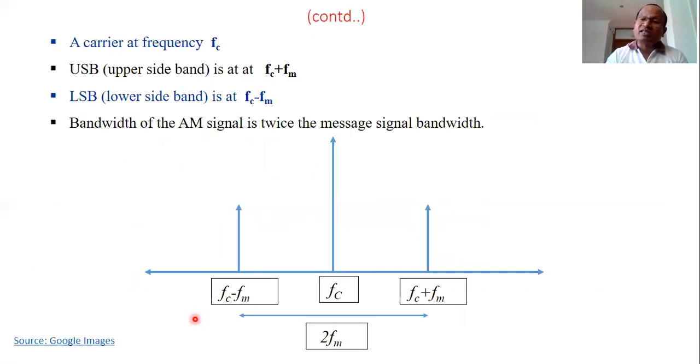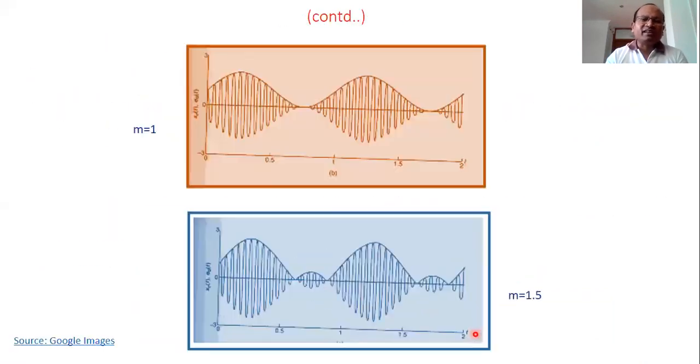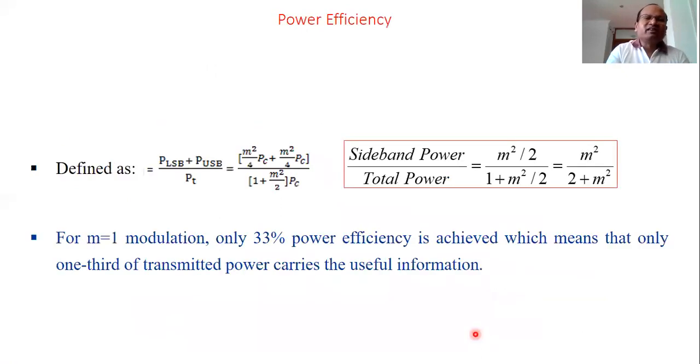So what is carrier power in this case? AC square by 2. What will be sideband power? Any sideband power, because both are same. MAC by 2 divided by square root of 2, because maximum divided by square root 2 will give you RMS value. So (MAC divided by 2 square root 2) whole square will become M square AC square divided by 8.